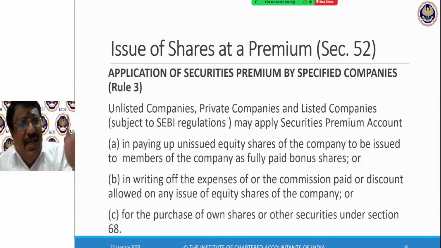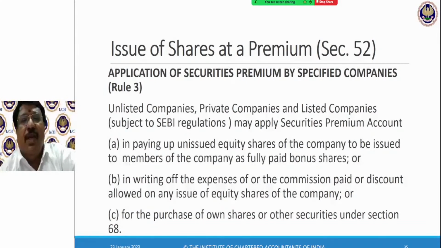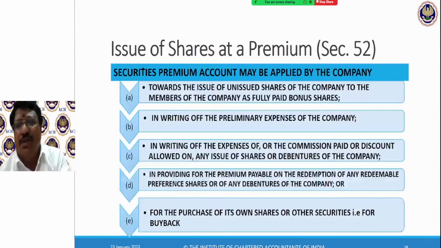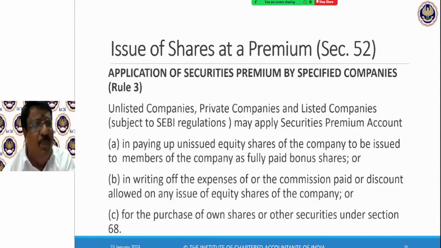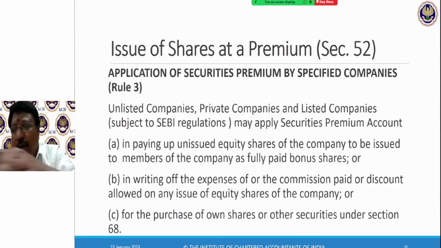So this Rule 3 gives some sort of an additional point. That's not additional. Private companies, unlisted companies, and listed companies may apply securities premium in paying up unissued equity shares. All this is already covered in Section 52. No need to worry. Don't break your head on this. As usual, the Ministry of Corporate Affairs is confusing between rule and section. Because they've got rule making power, they are simply making some rules and doing all these things.